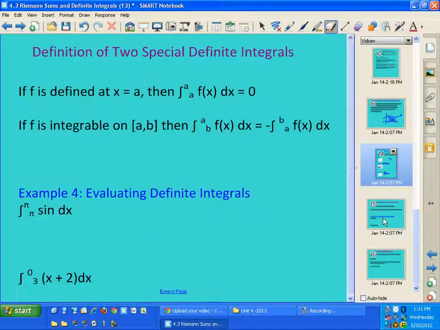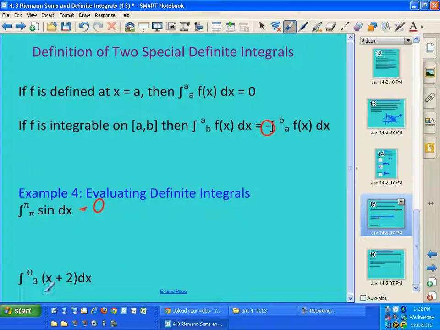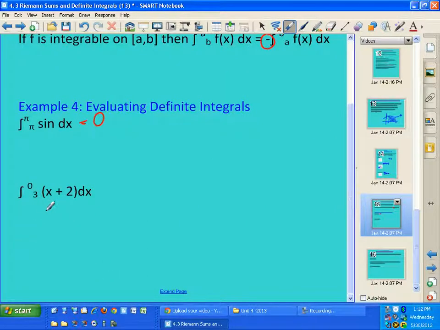We could say a couple other things. If we have a definite integral going from the same value, from a to a, we're going to get 0, because there's no width to the rectangle. If we go from b to a, it's the same as going from a to b, but switching the sign. So a couple quick examples down here: if I go from pi to pi of sine, then that's going to be 0. And I could rewrite this one, which would be a better way to write it, always trying to keep the smaller number on the bottom, so it would look like this. Then from there, if we wanted to, we could go ahead and solve that problem.